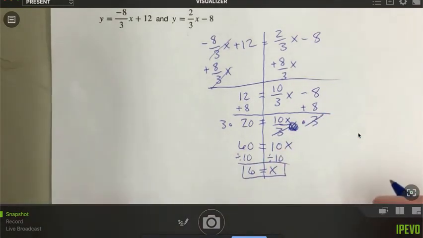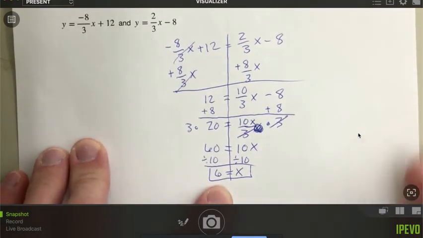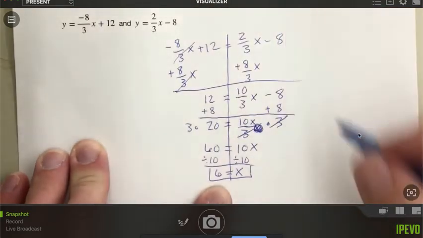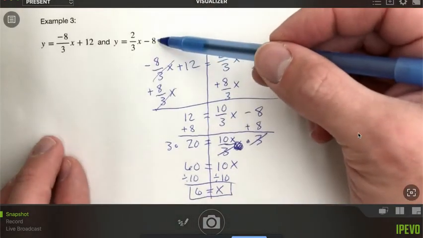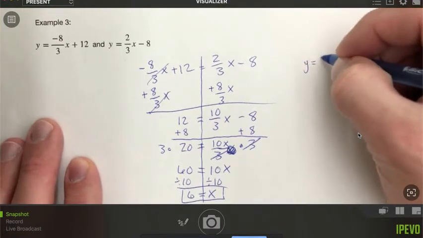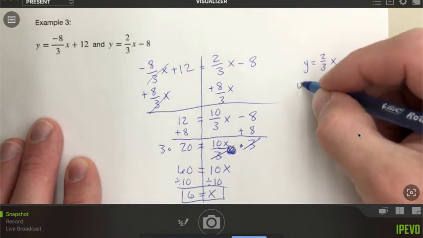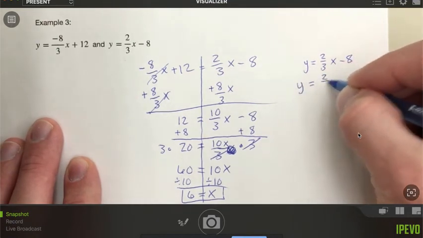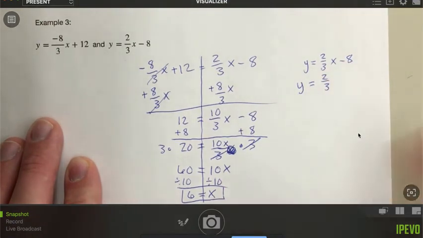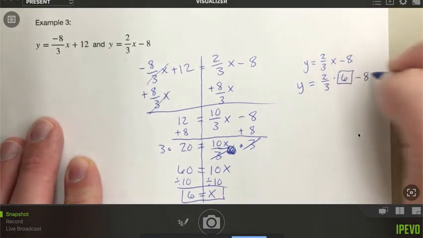All right, so once again, here's the x value. Don't forget to find your y value. So in this case, I'm going to use the second equation just to be different. So let's do 2 over 3 x minus 8. Now I know that x equals 6. So let's throw in 6.